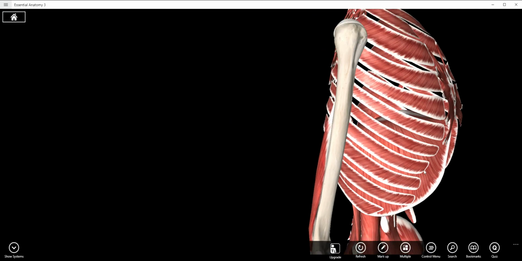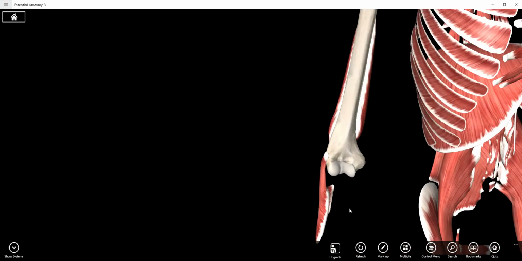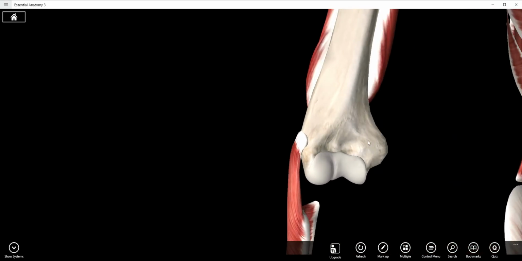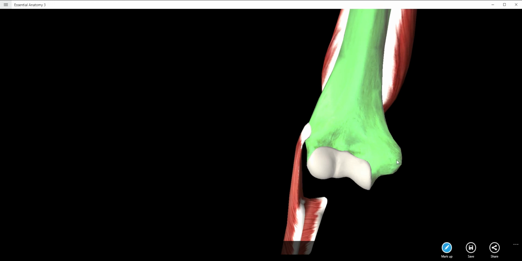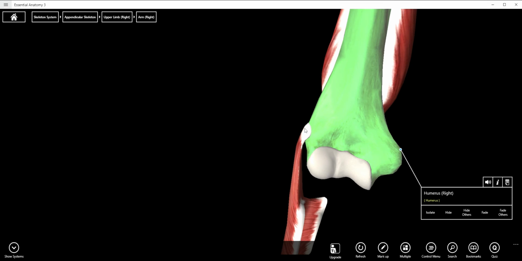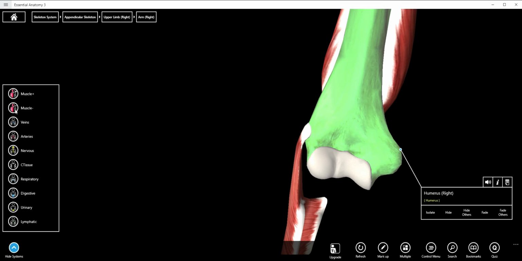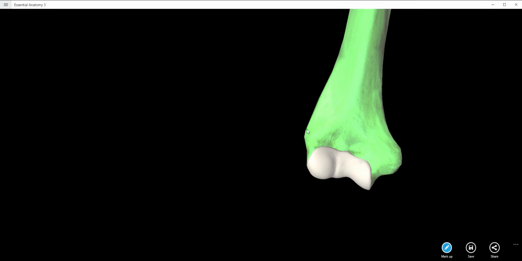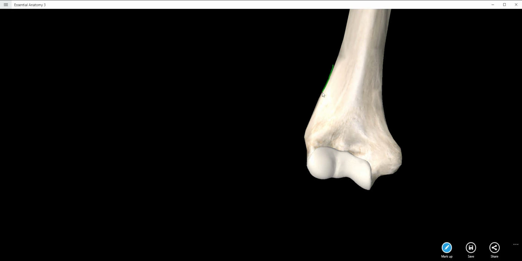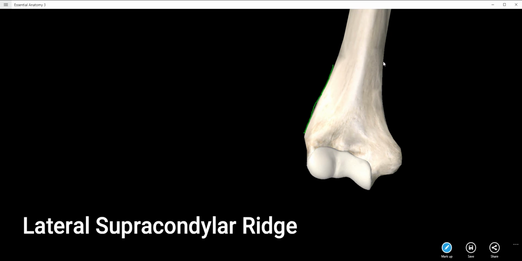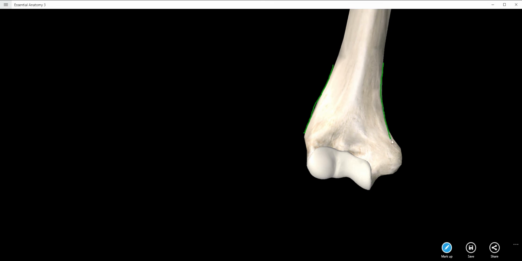All right, now let's take a look at the supracondylar ridges. So these two structures here are the condyles, and then these structures, they're not labeled unfortunately, but right here and right here, those are epicondyles. Let me get rid of this muscle. The regions directly above the epicondyles are called supracondylar ridges, which makes sense because they're above the condyles. So this would be the lateral supracondylar ridge, and this would be the medial supracondylar ridge.